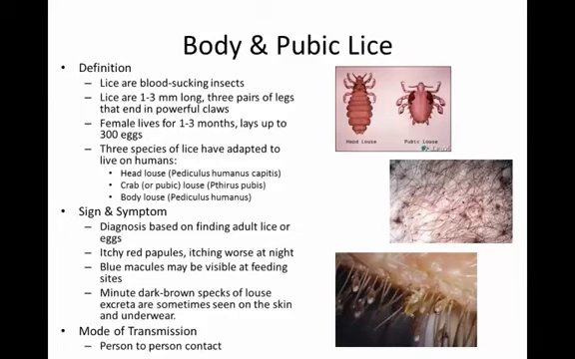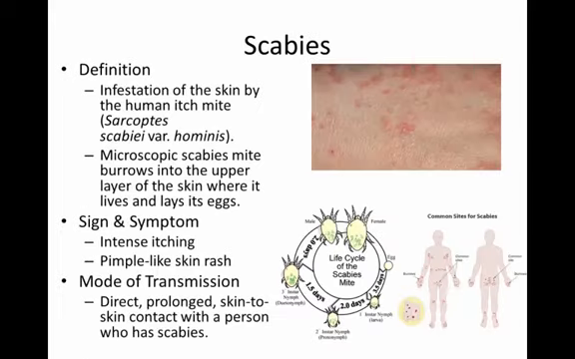Signs and symptoms include diagnosis that is based on finding adult lice or eggs, red itchy papules, or itching that is worse at night. Blue macules may be visible at the feeding sites. Minute dark brown specks of lice excreta, or lice poop, are sometimes seen in the skin and underwear. The mode of transmission is person-to-person contact.